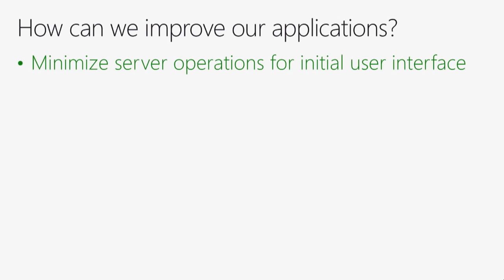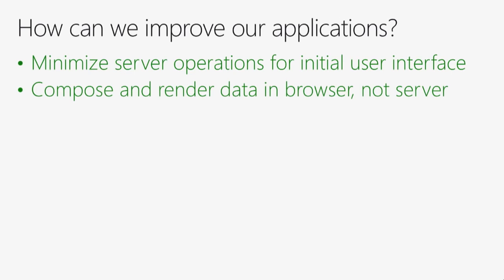So how can we improve our applications? What are some concrete things that we can consider to improve our Web Forms applications? Well, we can start by minimizing server operations for an initial user interface. This means that we're not doing so much work to calculate and grab data or check security. If we can minimize those interactions and deliver an initial set of HTML, JavaScript, and CSS, we'll end up with a faster experience and be able to scale our server more as well.